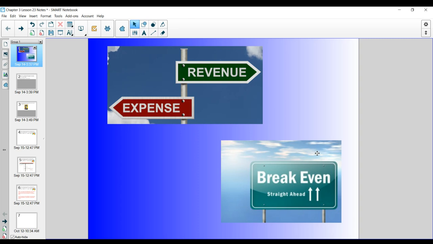Right, lesson 23 for chapter 3. We're going to take the stuff that we did in the previous section with revenue, expenses, and break-even points and kind of combine some of those ideas together.